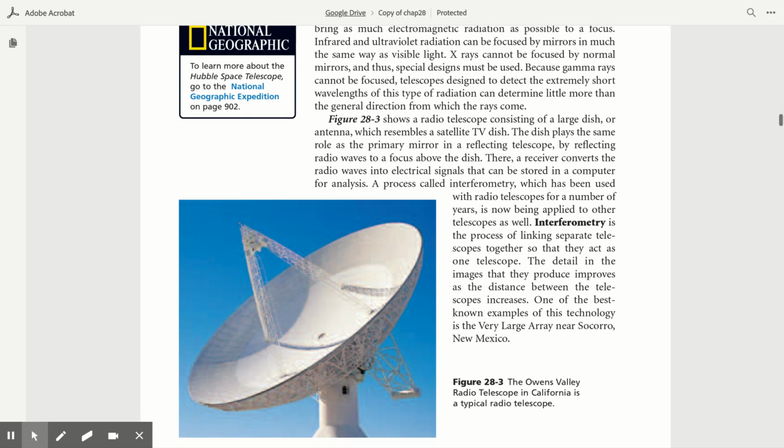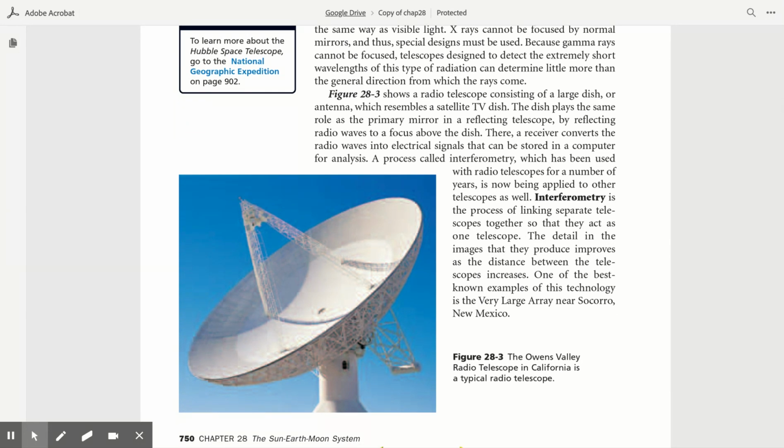Figure 28.3 shows a radio telescope consisting of a large dish or antenna, which resembles a satellite TV dish. The dish plays the same role as the primary mirror in a reflecting telescope by reflecting radio waves into a focus above the dish. A receiver converts the radio waves into electromagnetic signals that can be stored in a computer for analysis. A process called interferometry, which has been used with radio telescopes for a number of years, is now being applied to other telescopes as well.